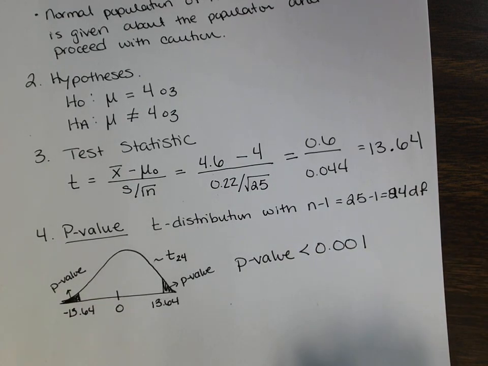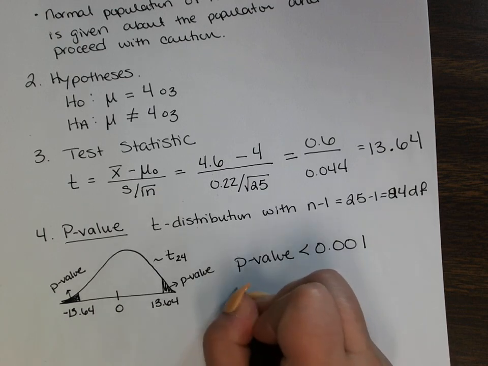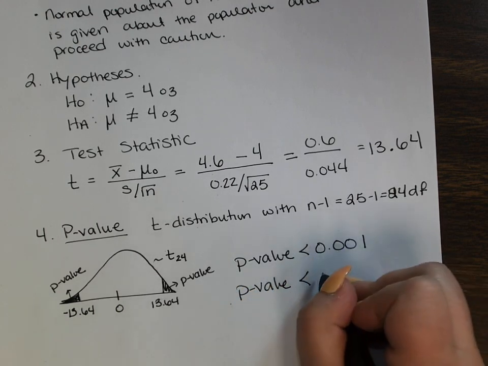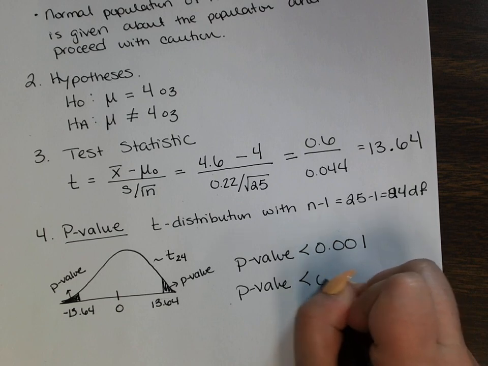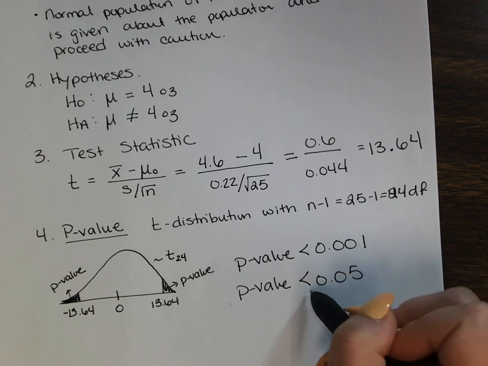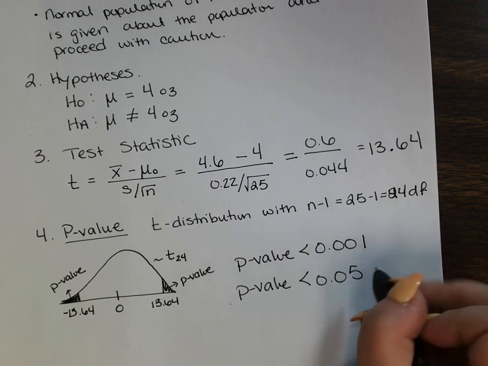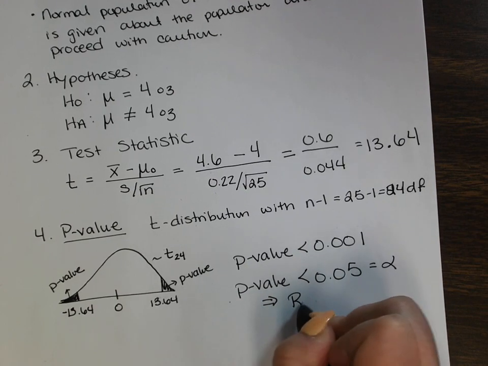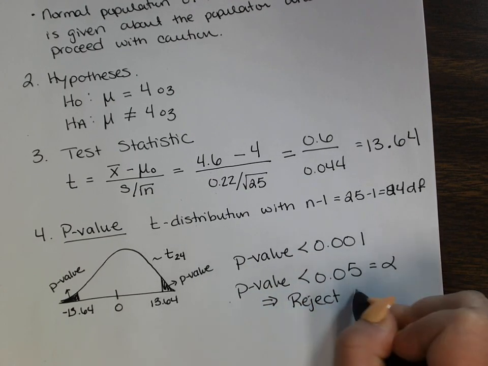If our p-value is less than 0.001, then we know automatically that our p-value is less than 0.05, since 0.001 is less than 0.05. Therefore, we're going to reject the null in this case.